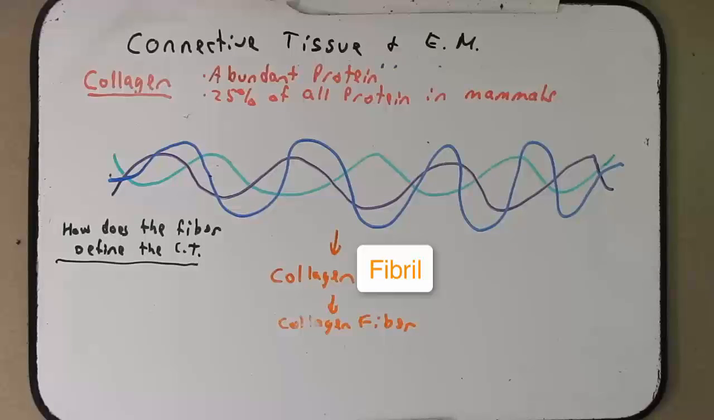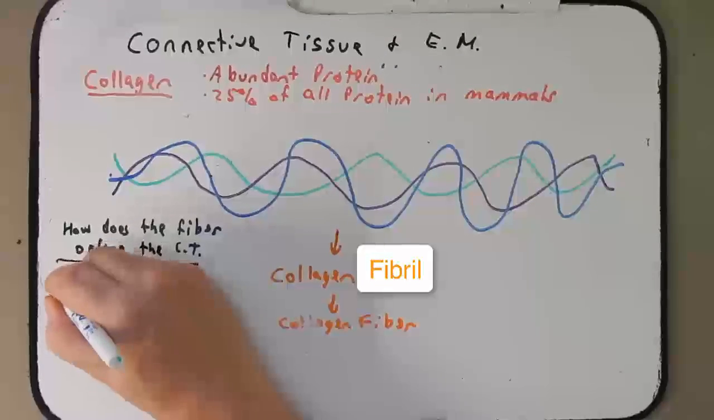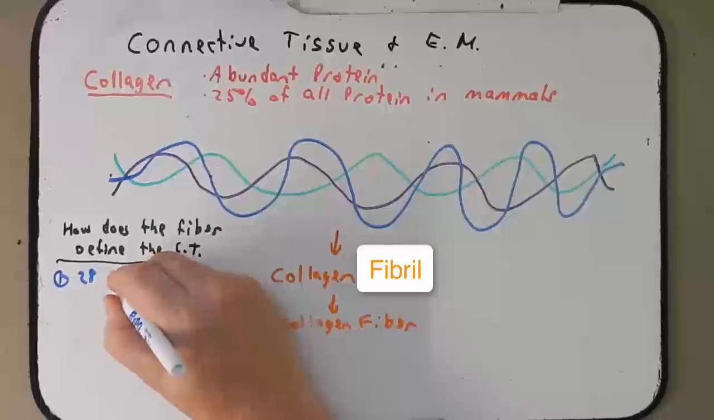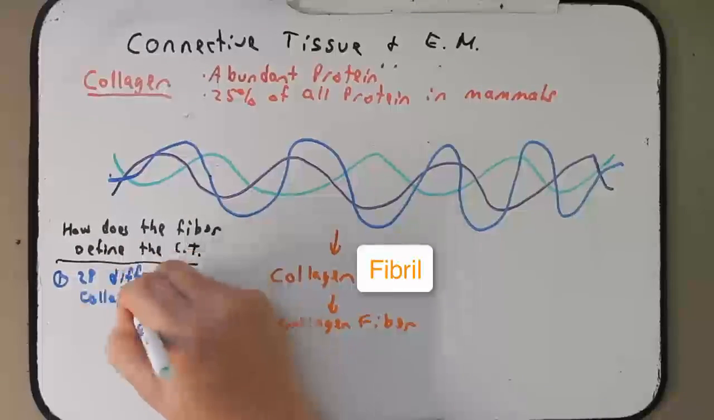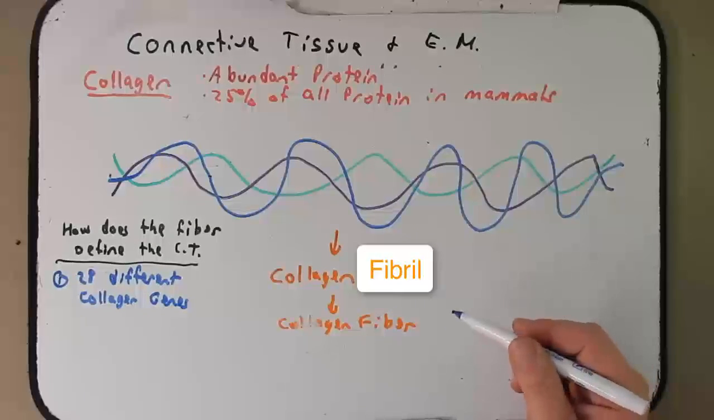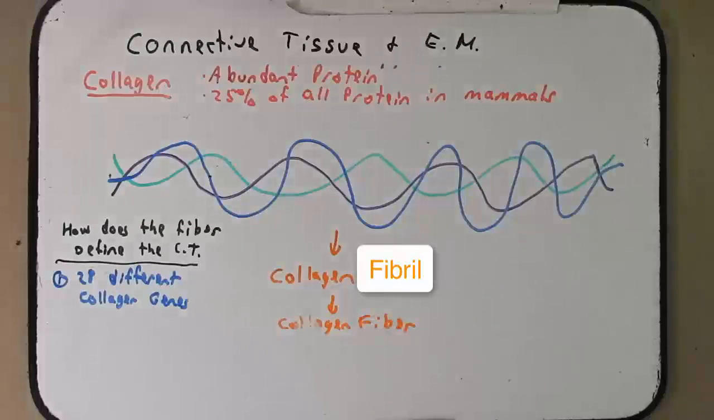They have different elasticities, they have different strengths to them. This is accomplished in a few ways. One of the biggest ways is that there are at least 28 different collagen genes. And in different combinations, they will be found in different connective tissues. There will be a different combination of collagen genes in bone versus cartilage versus tendons.